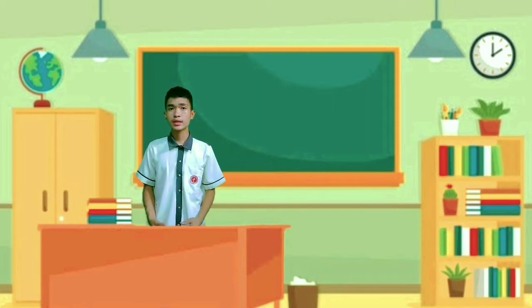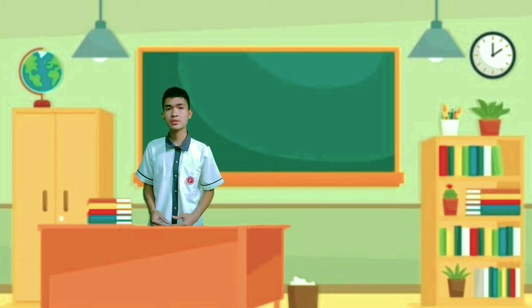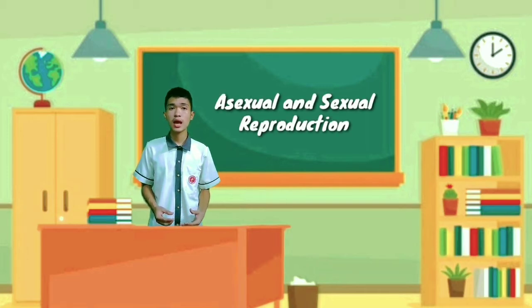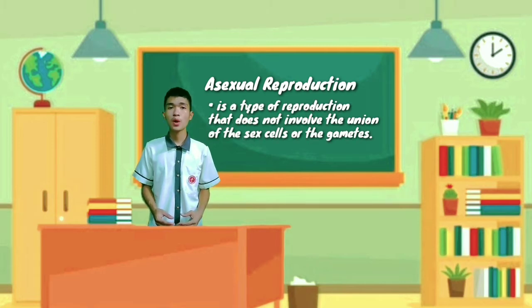Before we proceed to our next topic, let us first refresh our previous lesson, the one that we have discussed yesterday. Anyone who can still remember? Okay, Mark James, what was our previous topic? Very good. We have discussed the difference of asexual and sexual reproduction. What is asexual reproduction, Soren? Okay, asexual reproduction is a type of reproduction that does not involve the union of sex cells or the gametes.